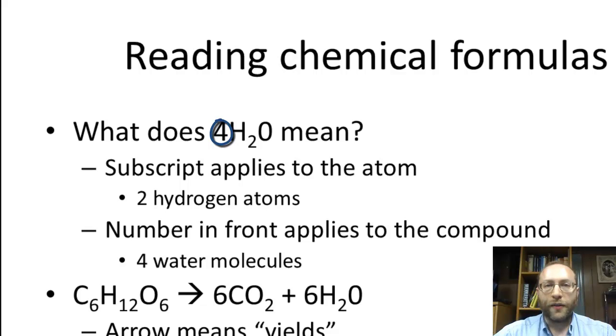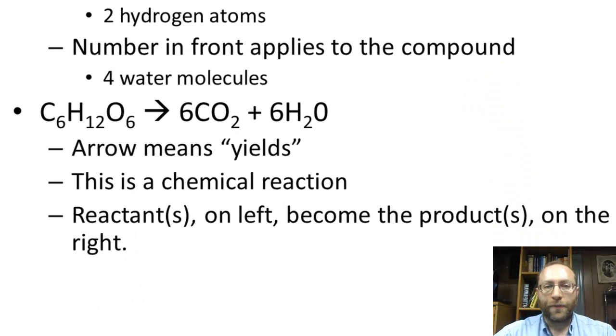Now the 4 in front means that we have 4 molecules of H2O. So if you were going to count up how many atoms we have altogether, that's 4 times 2, which is 8 atoms of hydrogen, and 4 times 1, which is 4 atoms of oxygen.